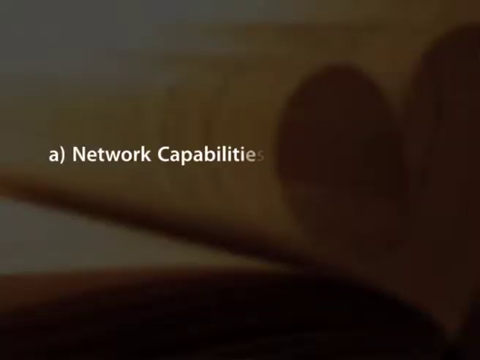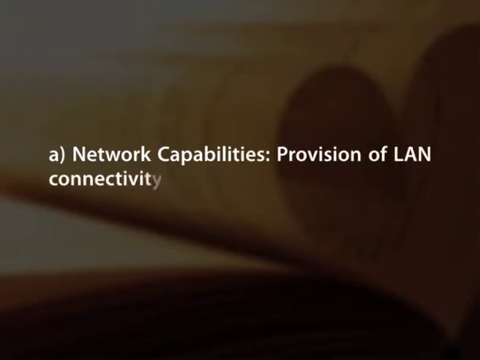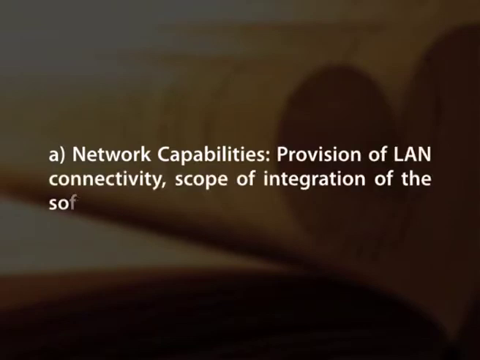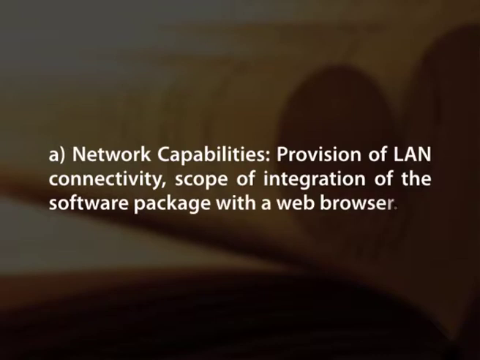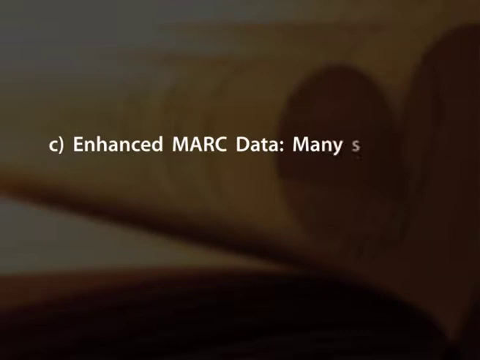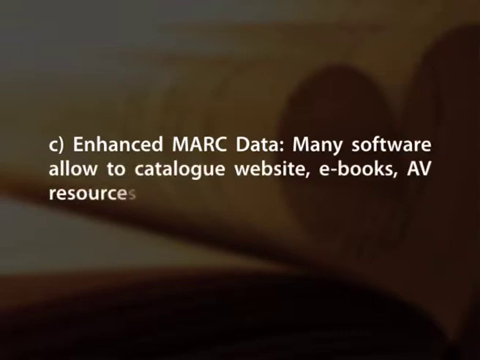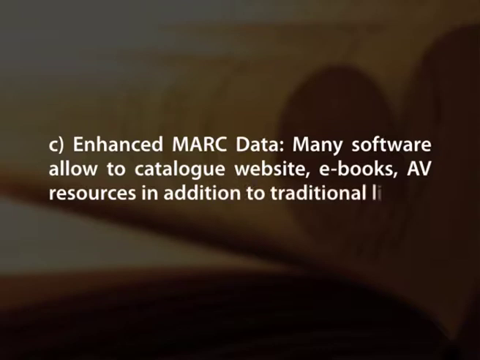A. Network capabilities. Provision of LAN connectivity, scope of integration of software package with a web browser. B. Web enabling. Provision of web enabling through link to the application service provider (ASP), provision of internet connectivity, email connectivity, etc. C. Enhanced MARC data. Many software allow to catalog websites, e-books, AV resources in addition to traditional library resources.